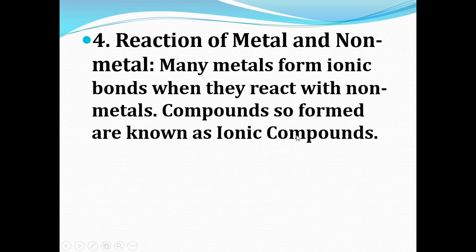Now reaction of metals and non-metals. Metals and non-metals can combine to form ionic compounds because they are charged particles. Metals have charged ions, and non-metals also have ions. So when metals and non-metals react, they form an ionic bond. Many metals form ionic bonds when they react with non-metals. The compounds so formed are known as ionic compounds.